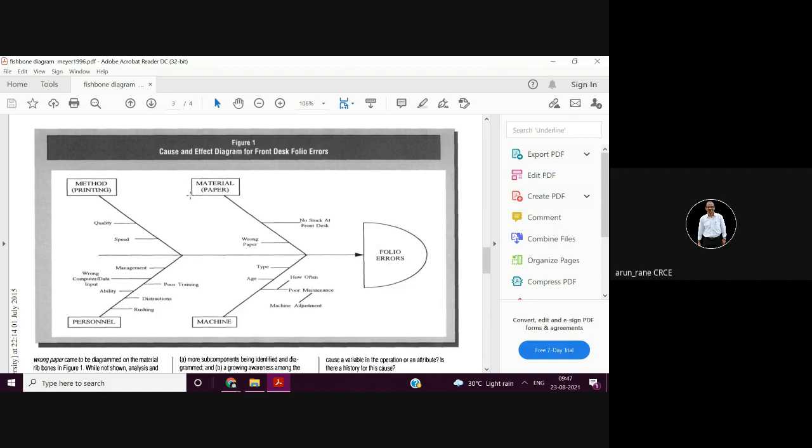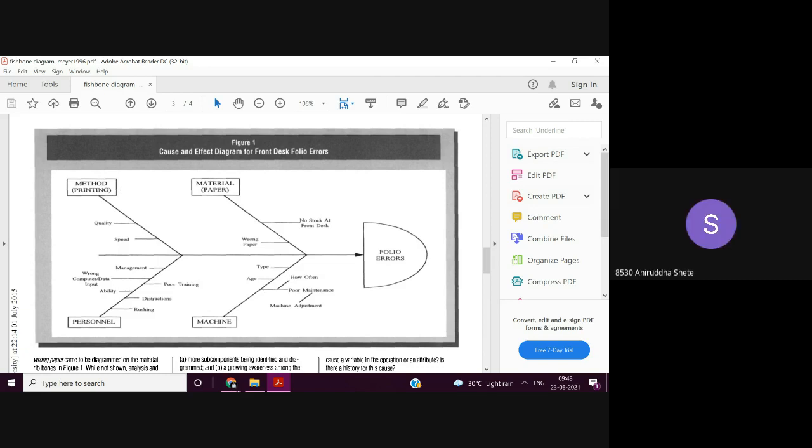So let us talk about material. Material here is paper. So paper is wrong. This is the main arrow. In front of this main arrow you have to write the effect. Then you have to draw these lines, and these are the major heads. And then again you have to divide these major heads into subheads. And again this also can be divided. Here also you can draw a few more lines, if you want to divide, that is your grouping.